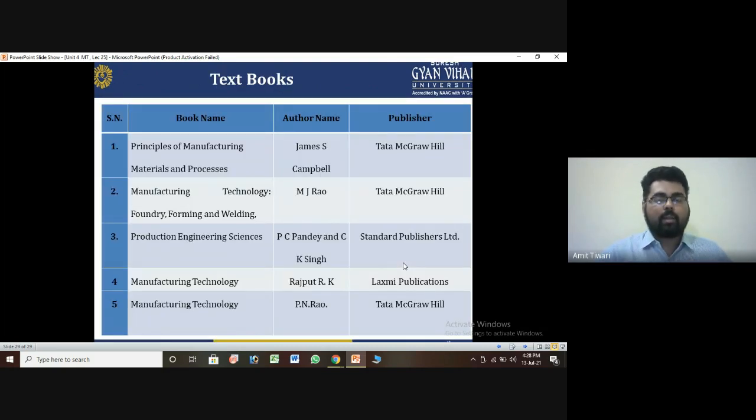So at the end, I recommend some books for understanding manufacturing technology: Principles of Manufacturing Materials and Processes by James Campbell, Tata McGraw Hill; Manufacturing Technology: Forming, Foundry and Welding by M.J. Rao, Tata McGraw Hill Publisher; third is Production Engineering Science by P.C. Pandey and C.K. Singh, Standard Publication; Manufacturing Technology by R.K. Rajput, Laxmi Publication; and Manufacturing Technology by P.N. Rao, Tata McGraw Hill Publication.